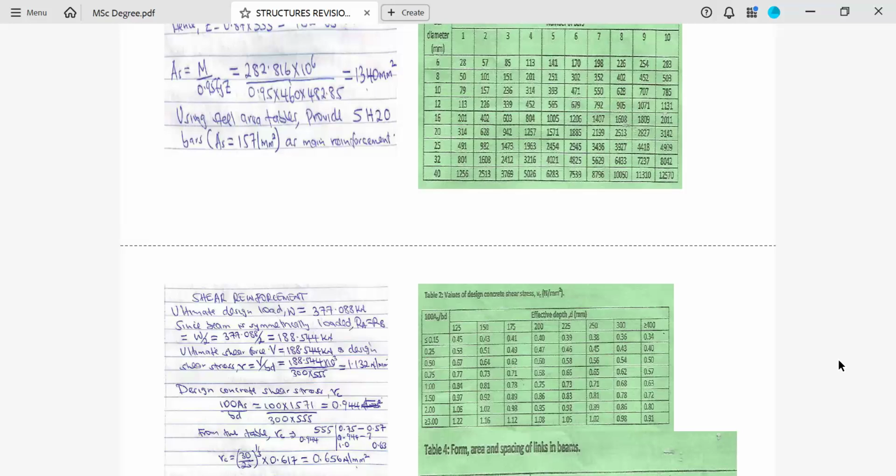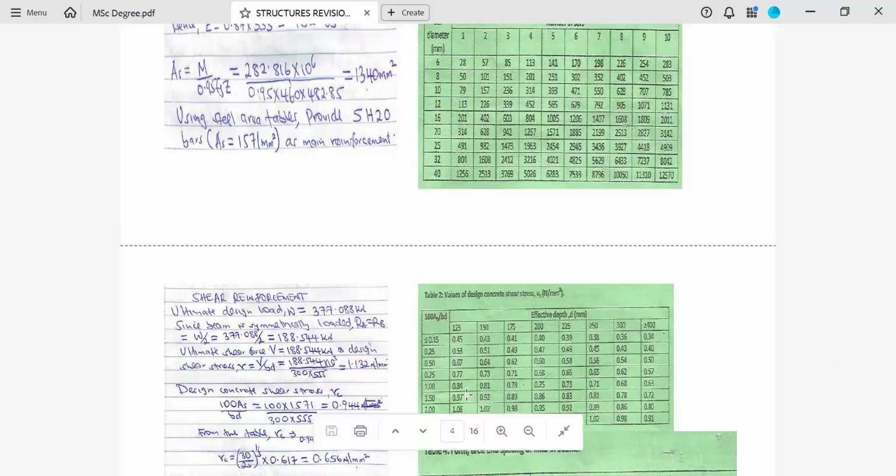being 555 millimeter, it lies in the column of equal or greater than 400. And then our 0.944 on the column of 100 AS over BD lies between 0.75 and 1. Now, in this case, you can opt to use interpolation. How? You will come and say at 0.75, move along that row. On the first column, 100 AS over BD, we have 0.75. It gives us a value of what?